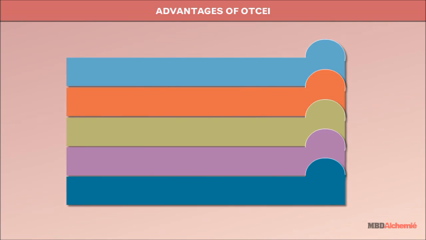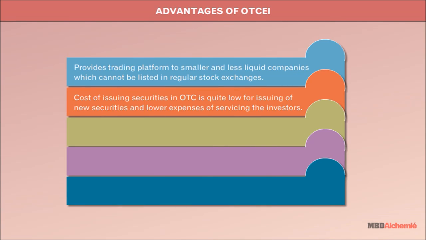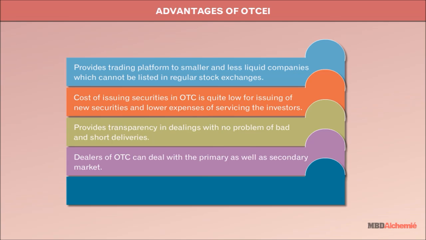Advantages of OTCEI. It provides a trading platform to smaller and less liquid companies which cannot be listed in regular stock exchanges. The cost of issuing securities in OTC is quite low for issuing new securities and lower expenses of servicing the investors. It provides transparency in dealings with no problem of bad and short deliveries. Dealers of OTC can deal with the primary as well as secondary market. It facilitates free flow of information from customers to suppliers due to online information.